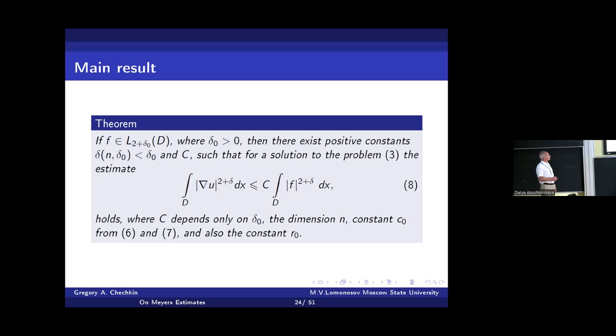Suppose the right-hand side belongs to the space L2 plus delta 0. Then there exist two constants, delta, which is less than delta 0, and C, such that we have this inequality (8), and the constant C depends only on our constants R0 and C0 from the conditions, and of course, delta 0. Okay.